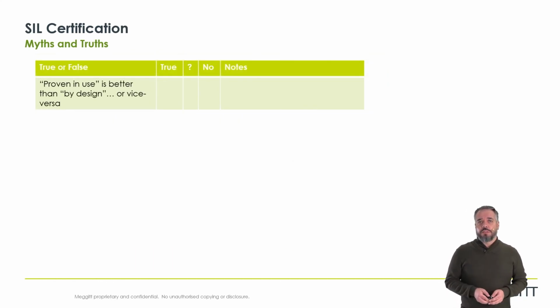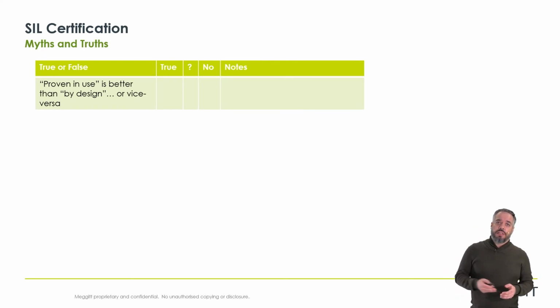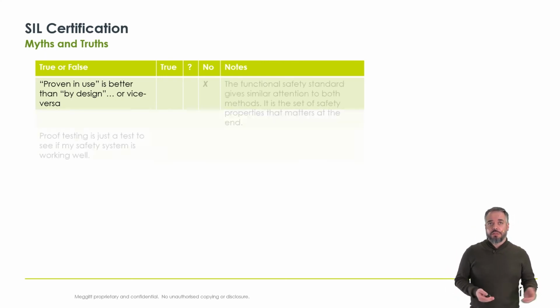Proven in use is better than by design, or vice versa? The functional safety standard gives similar attention to both methods. It is the set of safety properties that matters at the end. Of course, a product certified by design tends to be more advanced and less prone to become obsolete or not supported anymore.